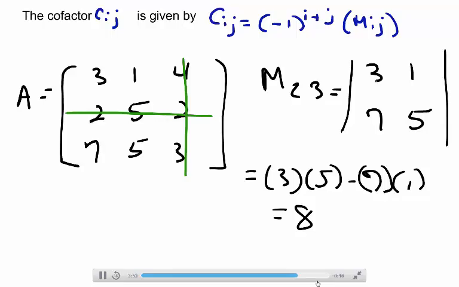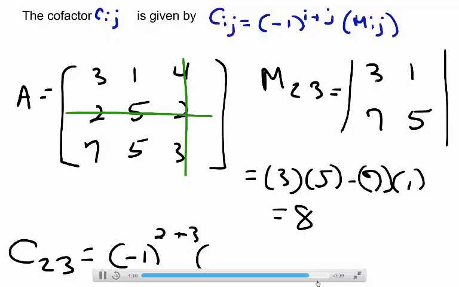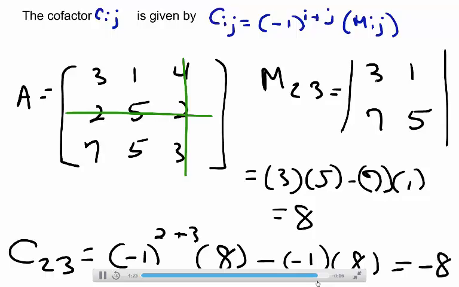Now let's find the cofactor. So now we want the cofactor for row 2, column 3. And this would be obtained by taking negative 1 to the power of 2 plus 3 times the value of our minor. Negative 1 to the 2 plus 3 is negative 1 times 8. So the cofactor is negative 8.